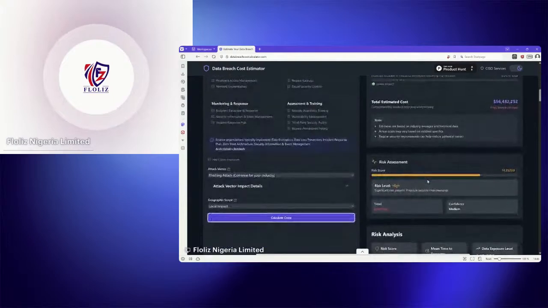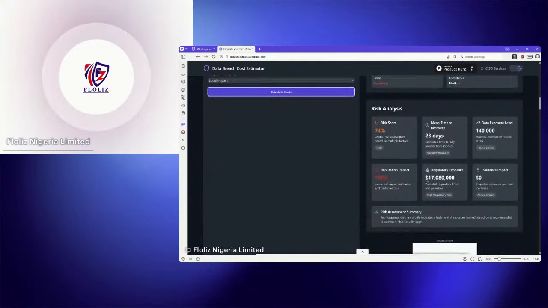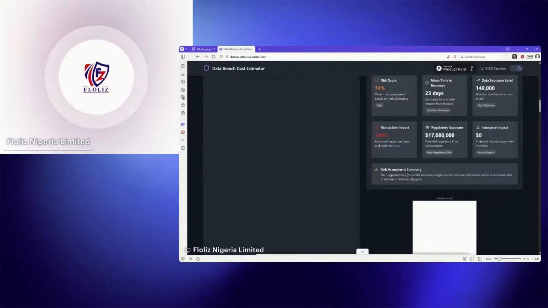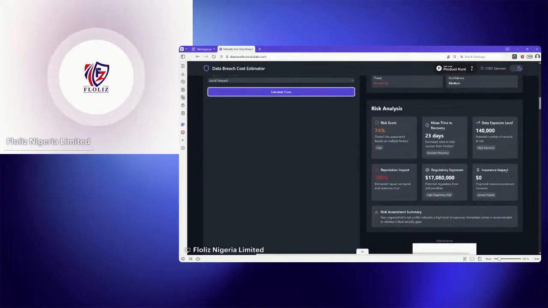So with this, you can explain to your management that this will be significant. Take, for example, the reputational impact is 100%. You understand? So you have a risk score of 74%. With this, management can say, wow, we don't have any insurance, because as a mid-sized organization, you may not take cybersecurity insurance seriously.